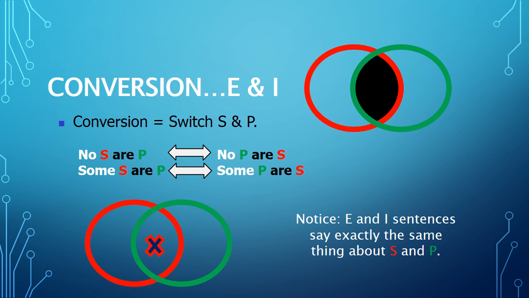Now, conversion is the simplest because all you do is swap out P for S and vice versa. So if no S are P, then no P are S, and if some S are P, then some P are S. And if you notice, the E and I sentences say the exact same thing about S and P, so I guess it really shouldn't be surprising that you could swap one for the other.